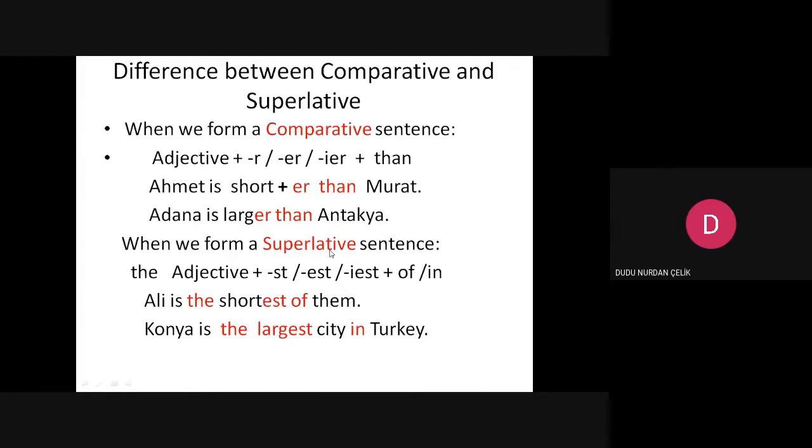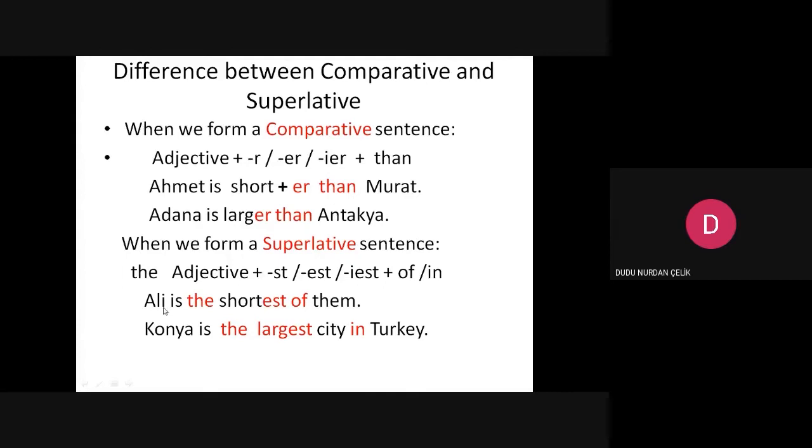But when we make superlative sentences, superlative, the top, we need the adjective, but before the adjective, we need the, because we're making superlative. So adjective needs st, est, or iest addition after the adjective. And look, this is another important usage: we use of or in, not than. Than is for comparative, of or in is for superlative.